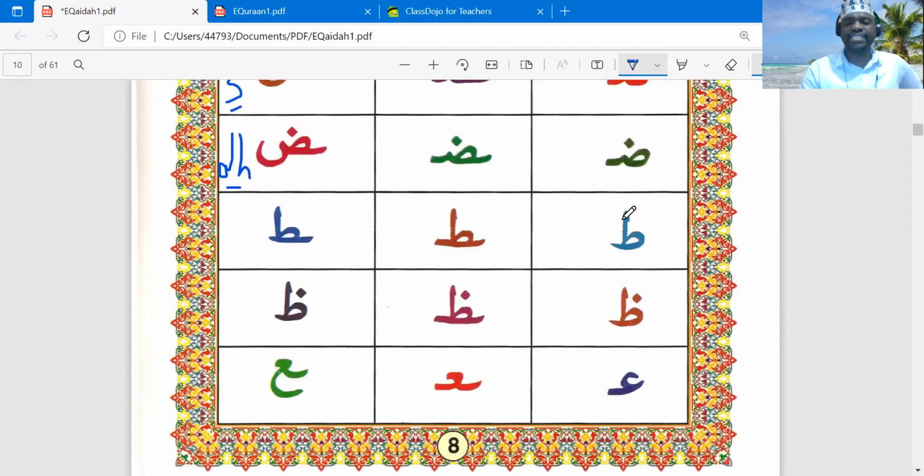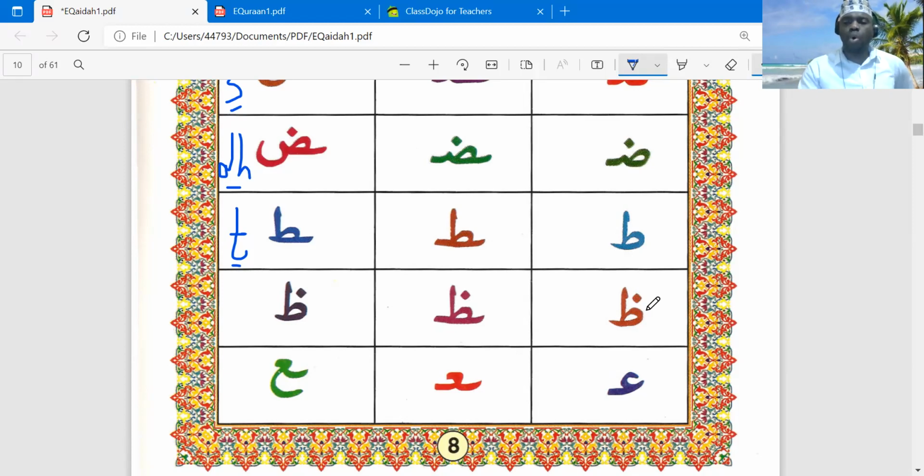Then the next letter is called ta. The ta has a sound like a t, but we have to put a line. Anytime you discover a sound is the same, just put a line or dot under the other one. Then ta, talibul ilm, at-talibu.